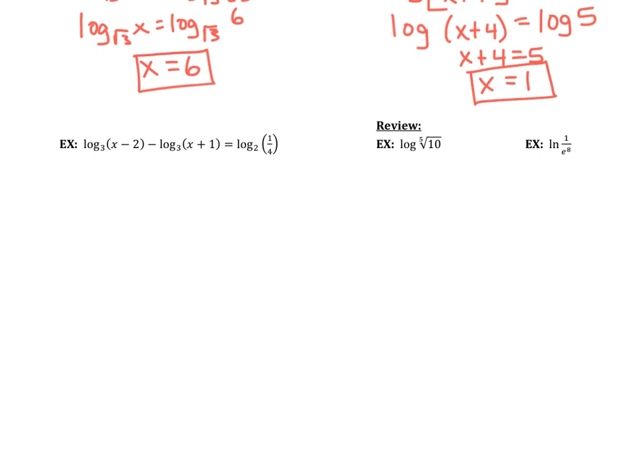In our next example, if we take a look at it, we have 2 log terms on the left-hand side. They both have base 3, so we will be able to condense this using our log properties.